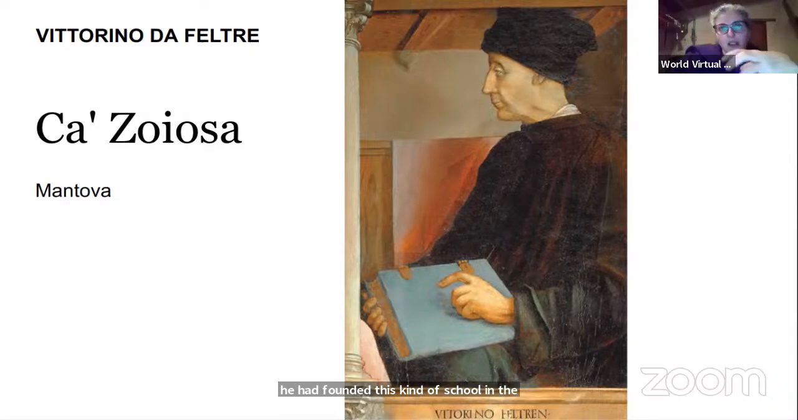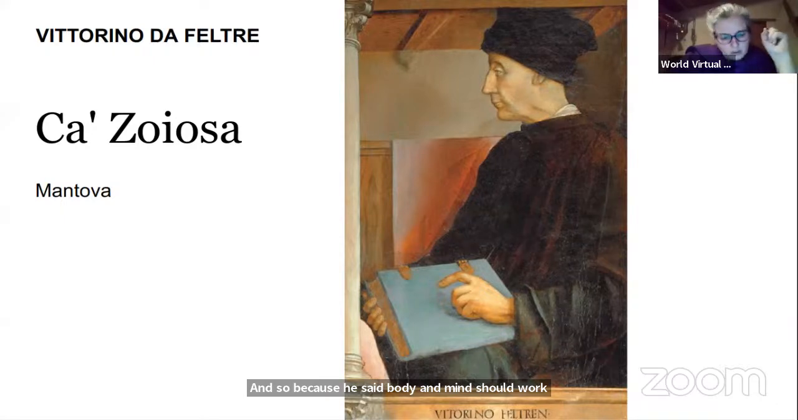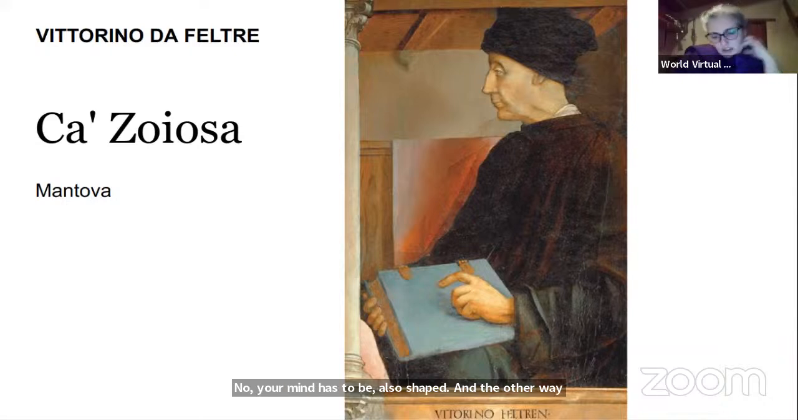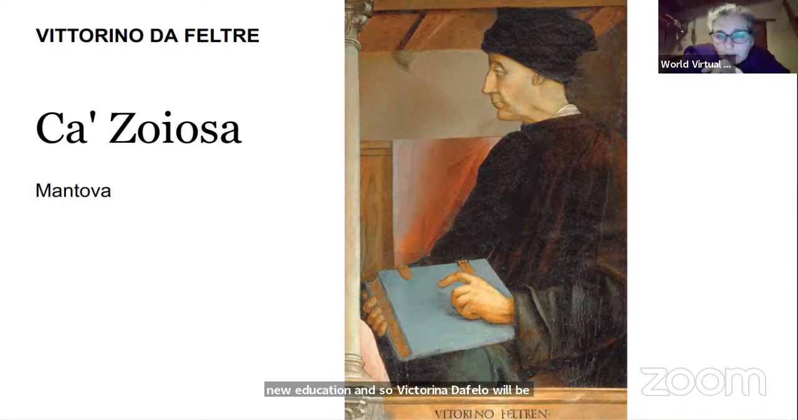So because he said body and mind should work together. You cannot just have a military career where you learn to fight. No, your mind has to be also shaped. And the other way around, people shouldn't always stay just in their study, they should also move. So that was a kind of new education. And so Vittorino da Feltre will be immortalized in the studiolo.